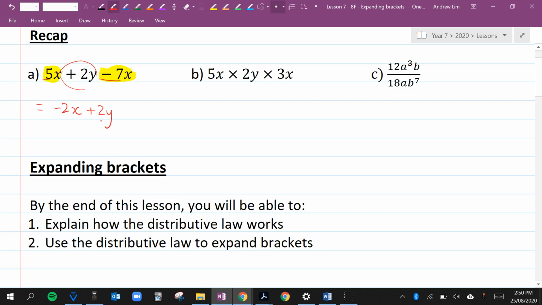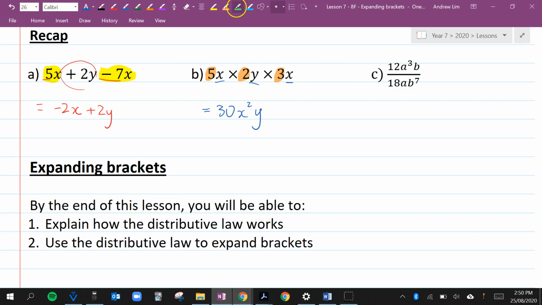Question B, when we multiply terms, we need to multiply all the coefficients together. 5 times 2 is 10, times 3 is 30. And then we've got our x, y, and x. Because there are two x's, x times x is x squared, representing two x's. And then our y. So we have 30x squared y.